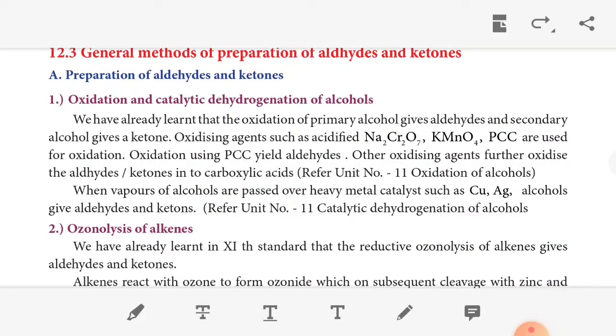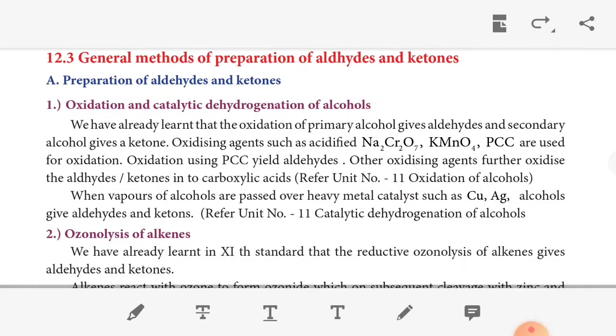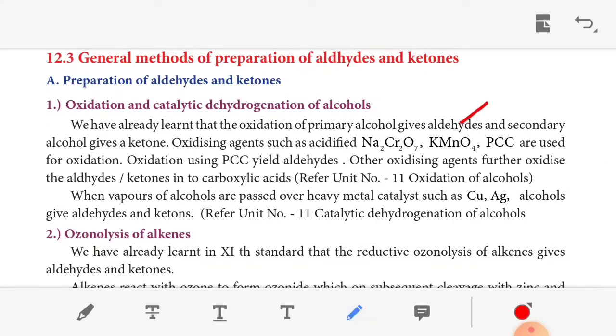The primary alcohol gives aldehyde, the secondary alcohol gives ketone. The oxidizing agents are acidified sodium dichromate, Na2Cr2O7, and KMnO4, which is potassium permanganate. PCC is also used for oxidation, and oxidation using PCC yields aldehyde. Other oxidizing agents further oxidize the aldehyde and ketone to carboxylic acid.